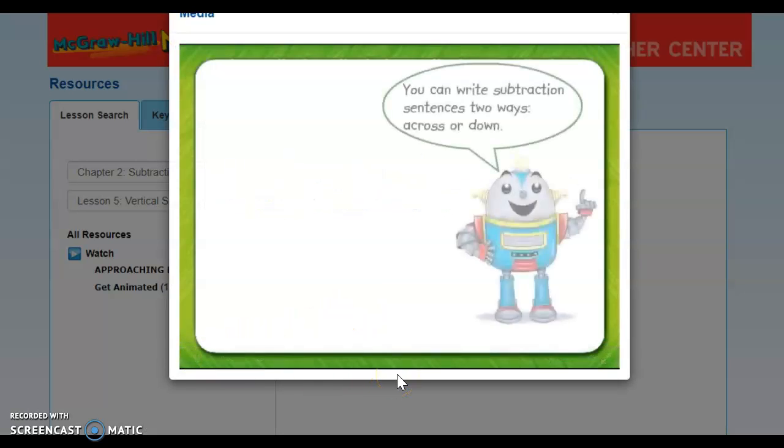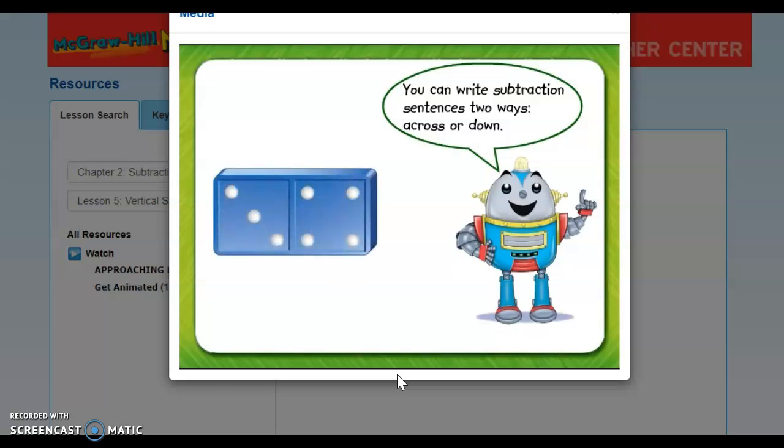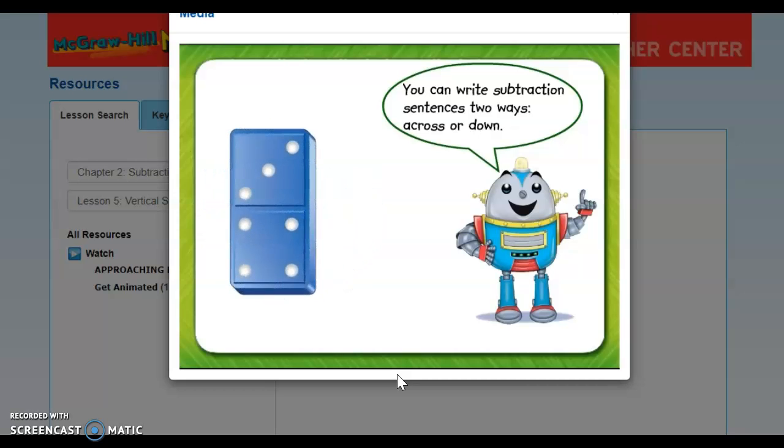Subtraction. Look at the domino. The domino has 1, 2, 3, 4, 5, 6, 7 lines. If we subtract 3 times, there are 1, 2, 3, 4 lines left. I can write the subtraction sentence across 7 minus 3 equals 5. This way, it shows how we can write a subtraction sentence down.